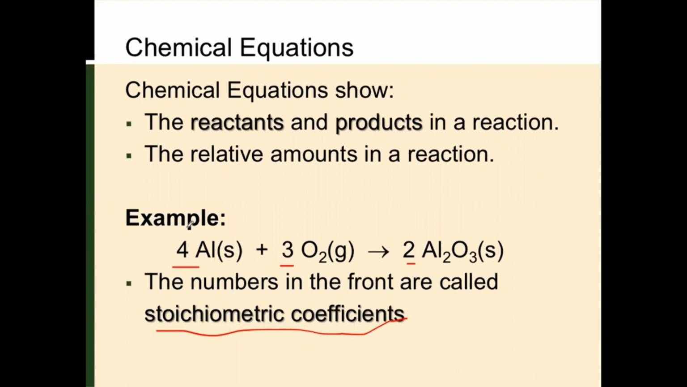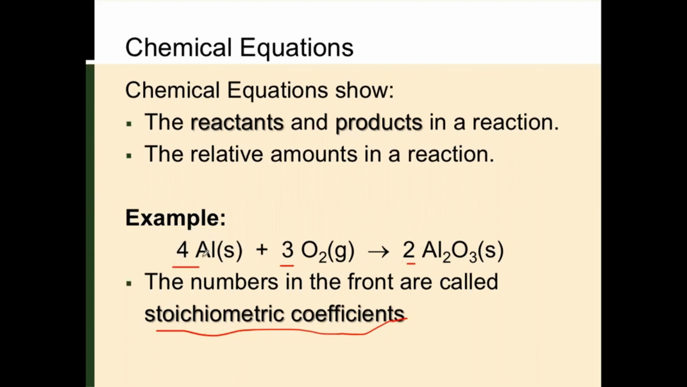For this one, we have 4 aluminium atoms, which happen to be solids, reacting with 3 molecules of oxygen in the gas phase, to give us 2 particles of this compound, aluminium oxide, so 2 ionic compounds, Al2O3. Even though there are 2 aluminiums and 3 oxygens, this is classified as one product, but there are going to be 2 of those. These stoichiometric coefficients lead us to what is called a balanced equation. That means the number of aluminiums on both sides of this arrow are going to be the same.